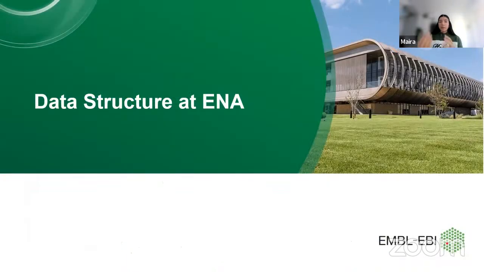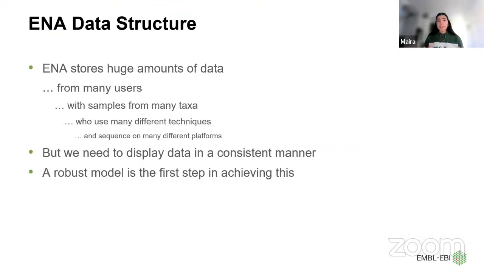Right, moving on, how do we structure data at the ENA? So we have two main models that we use to present data at the ENA. This is the data model and the metadata model. And the reason we have this is because we're storing a huge volume of data, and this comes from many different researchers from many different places who work with a whole range of different species. They use a range of different techniques, and the sequencing is done on different platforms. And we need to be able to display this in a consistent manner so that anyone who's trying to retrieve this data can easily be able to do so.